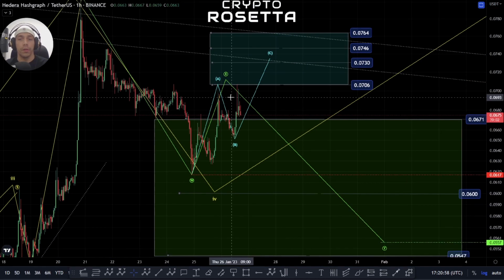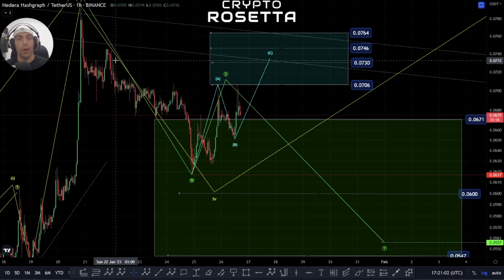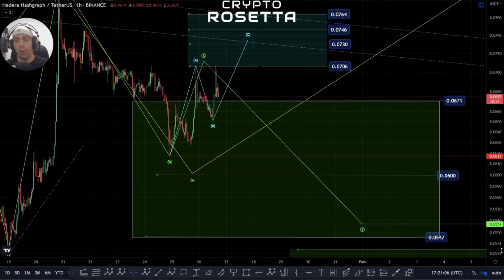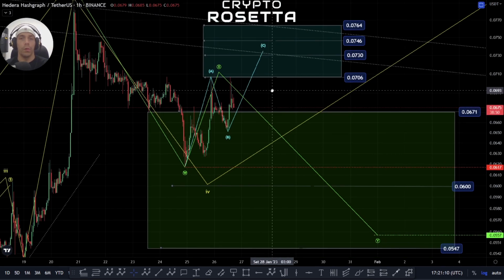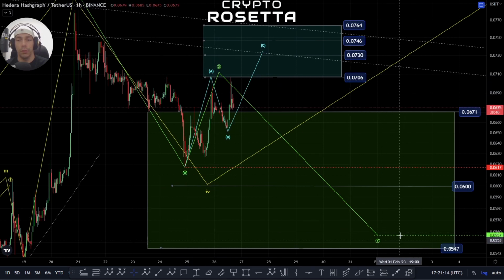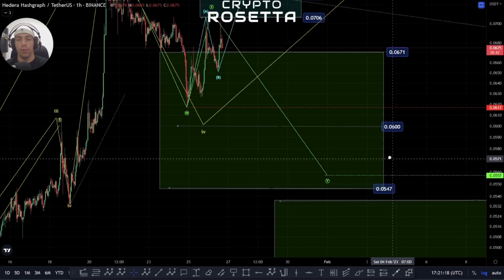So like I was saying, we could look to push down to that 1-to-1 if we look at this as a WXY. Alternatively, if we look at this whole move as a W, we could actually push down lower, and that would be the 0557 zone. So if we do actually start to break down here, it could be potentially possible to hit down as low as this 0557, which would be towards the bottom end of this box.